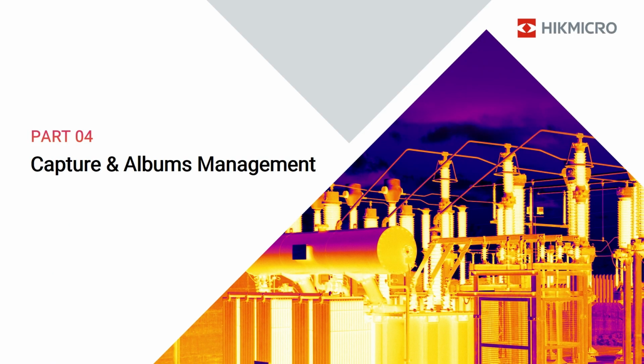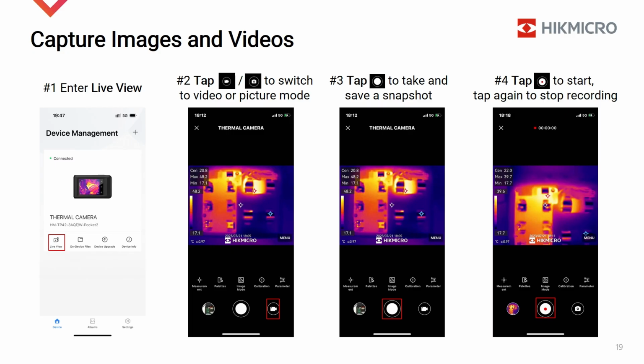In the fourth part, we are going to talk about capture and albums management. Now, let's take a look at how to capture images and record videos in the Viewer app. First, enter the Live View interface. Second, tap the switch key to make a change between video and picture mode. Then, in picture mode, you can tap the trigger key to take and save a snapshot. If video mode is selected, tap the trigger key to start recording, and tap it again to stop when you want to finish recording.